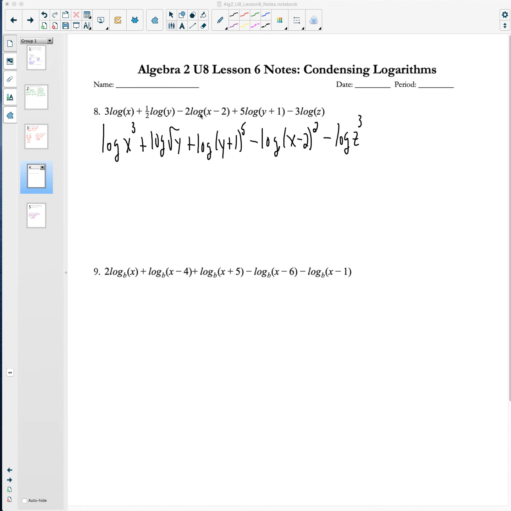So minus log, and then I'm going to put the 2 up, x minus 2 squared, minus, and then I took the 3 up, log of z cubed. Now, here's why I want to do this, because these 3 terms are all positive. So now I'm going to use the product property on these 3 guys.